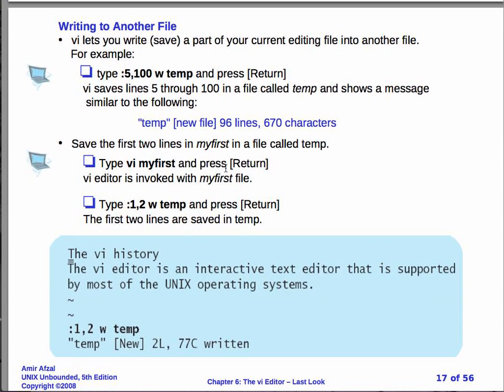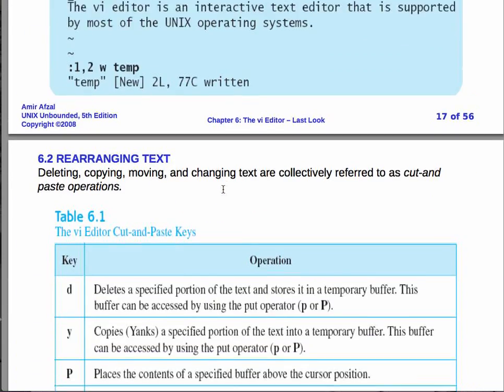You can, for example, write part of your current file into another file. So let's say :5,100w temp, write to a file named temp. This is going to save lines 5 through 100, including 5 and 100, to a file called temp. Okay, so try that out. These are all things I think would be best if you would try them out.